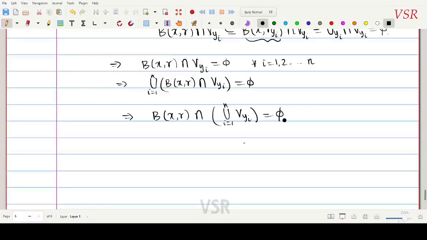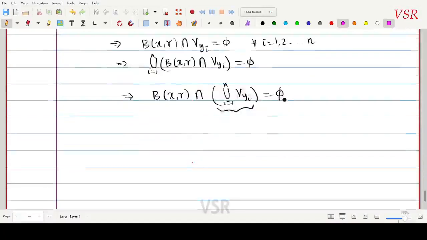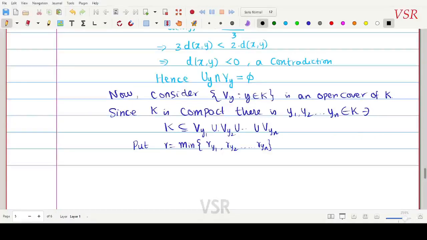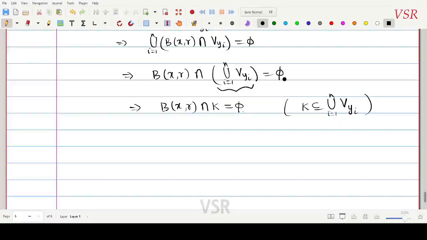So this union is what we have drawn in pink color, this is the place. This is your whole union. So if its intersection with the ball is empty, this implies that the ball with the center x radius r intersection with K is equal to empty. Correct? Yes, since K is a subset of the union of all VYI, I equal to 1 to n. So K is contained in this union. If this bigger set is not intersected by the ball, then it will not intersect the smaller set either. So this implies that the ball with the center x radius r is a subset of K complement.